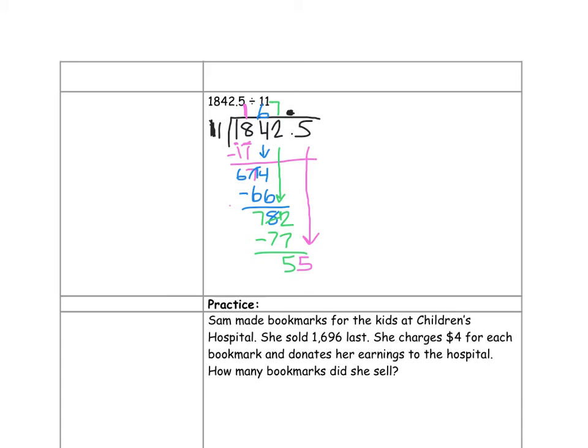So 55 divided by 11, perfect. That's 5. 11 times 5 gets me 55. We subtract. We're at 0. We're done. So let's rewrite our answer so we can see it better. So we have 167.5.